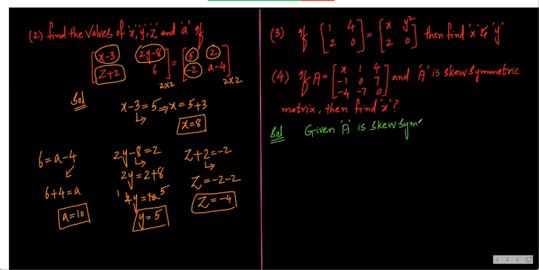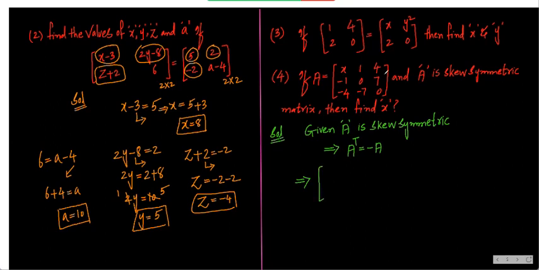Tell me, what is the meaning of this? This implies that transpose of matrix A, A power T, is equal to minus A. This is the meaning. This is the definition of skew symmetric matrix. Now transpose, how to find out?